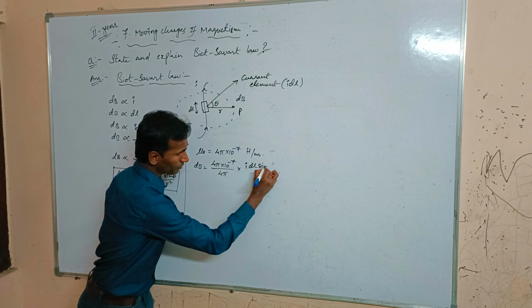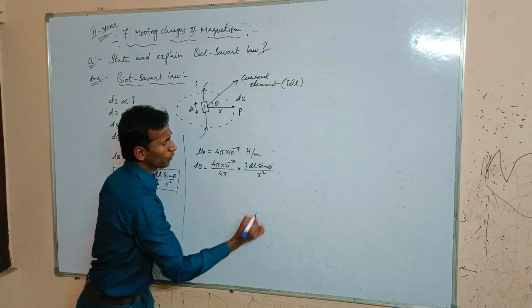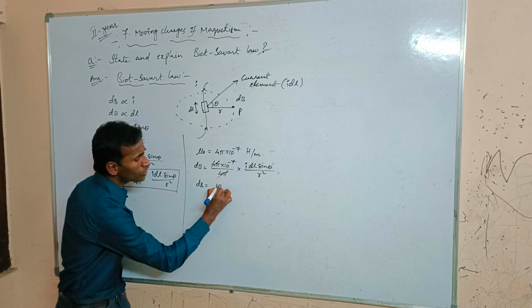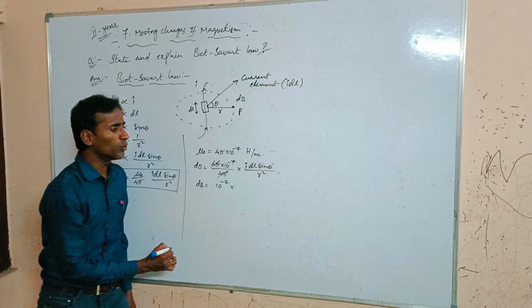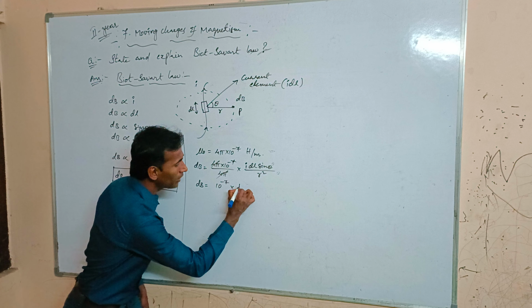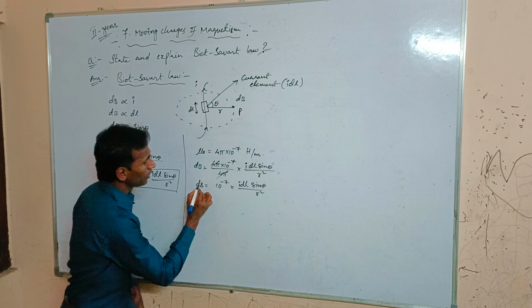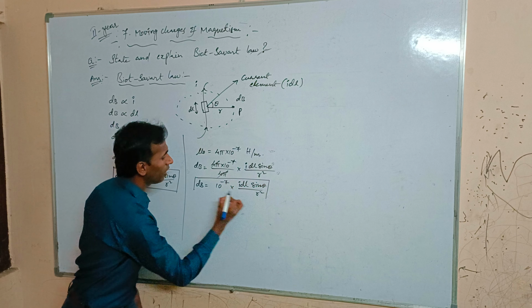by r square. Again, 4 pi is cancelled. You will get dB equals 10 to the power minus 7 into I dl sine theta by r square. So this is the required formula.